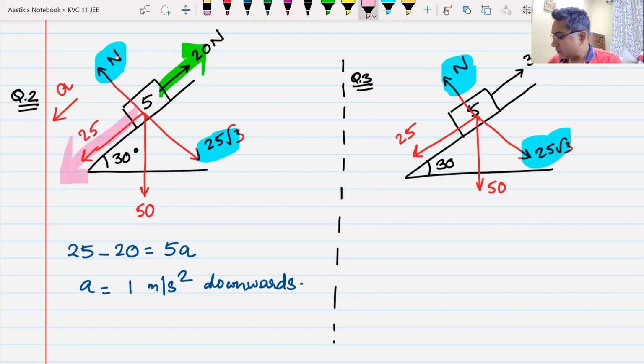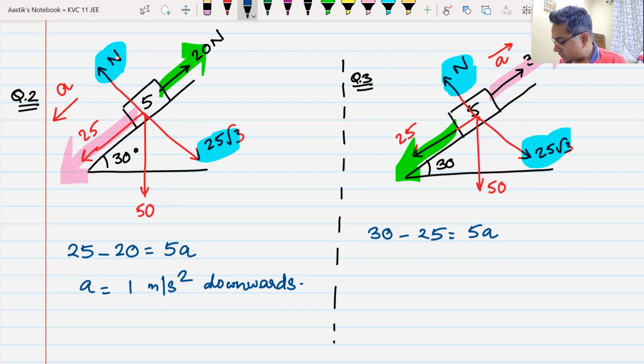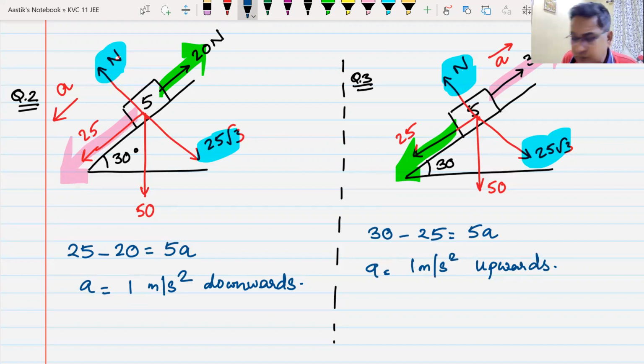Now we see this is 30. 30 Newton is trying to pull it up. 25 Newton is trying to pull it down. Who will win? 30 Newtons definitely is going to win. So it is going to move upwards with an acceleration A. 30 is upwards. So what is the equation? 30 minus 25 is equal to 5A. Your A becomes 1 meter per second square, but now it becomes upwards. Anyone understands this? Yes or no?